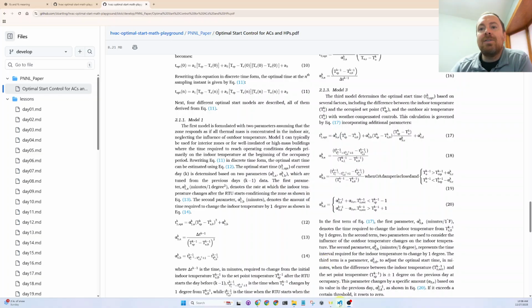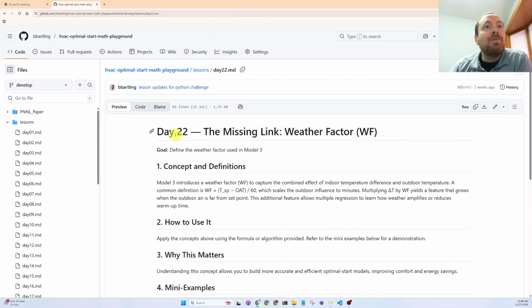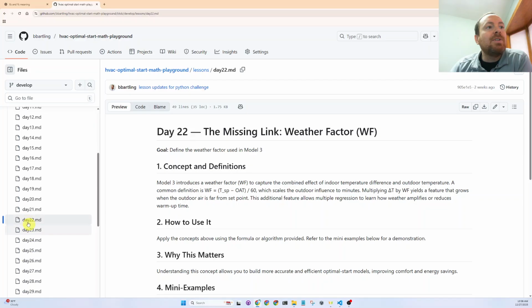Okay, so let's get into it in Python. Maybe actually we should jump to our math lesson. So this paper is stored here in the PNNL paper section of the GitHub repo. So I'm just going to close that window, and we're right on day 22 here. One week for each model. It's just exercises created by AI, which has been good so far for me.